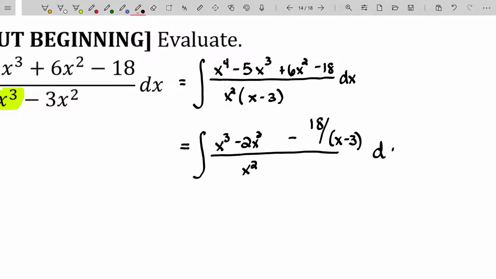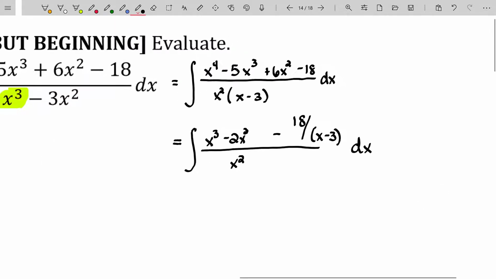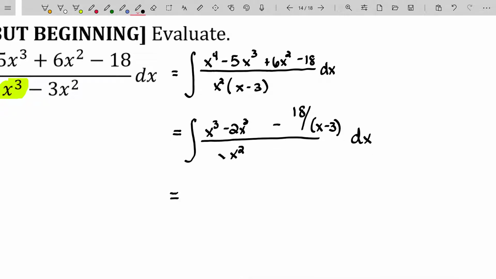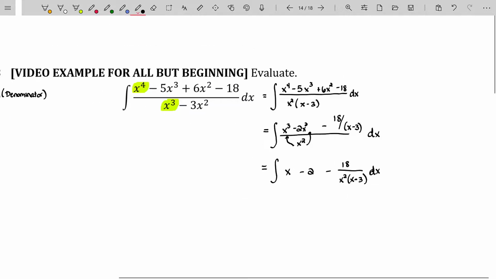It doesn't really do a lot, it looks like, but it actually does. It does quite a bit, because when you do this, you see x squared goes into x cubed x times, x squared goes into x squared once, and then you have -18 over x squared times x minus 3. That actually worked out pretty quickly.